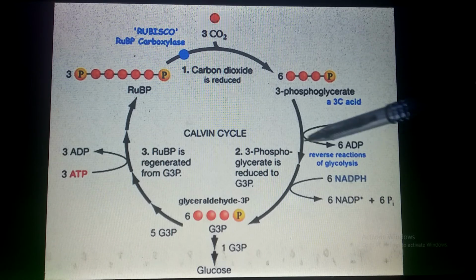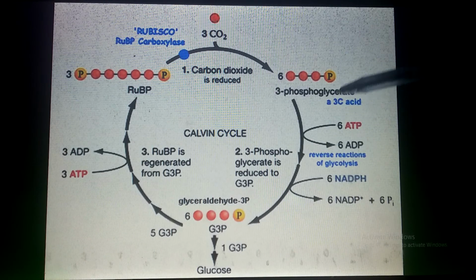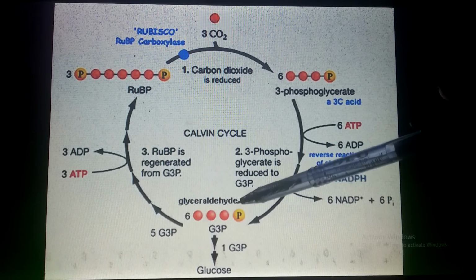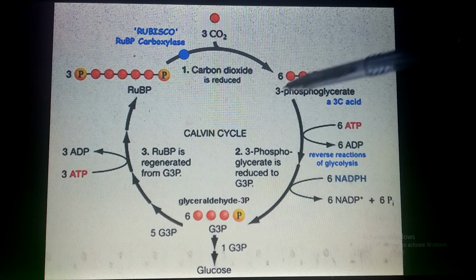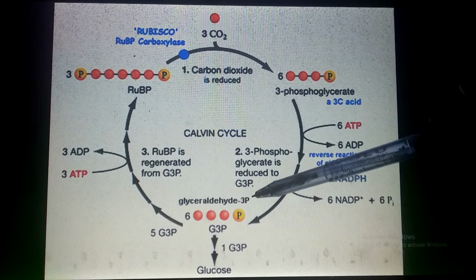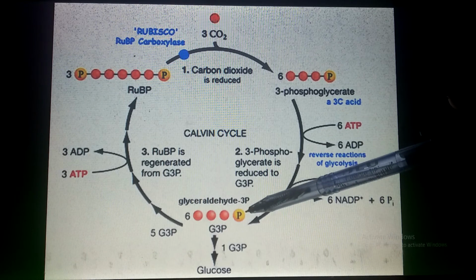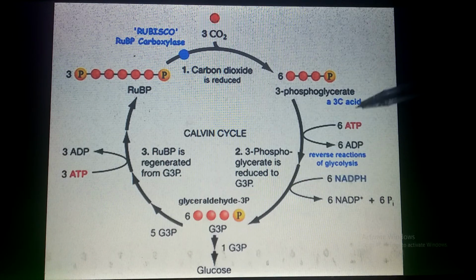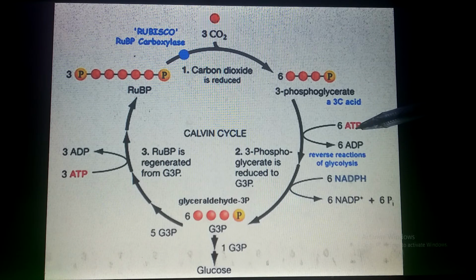Now the next step is reduction. What will happen? Reduction of the phosphoglycerate into phosphoglyceraldehyde. Glyceric acid is changed into aldehyde, phosphoglyceraldehyde. Here the 6 ATP molecules are converted into 6 ADP molecules, and 6 phosphates are released. Is it clear? And 6 NADPH are converted into 6 NADP, and 6 protons or hydrogen ions are released here.